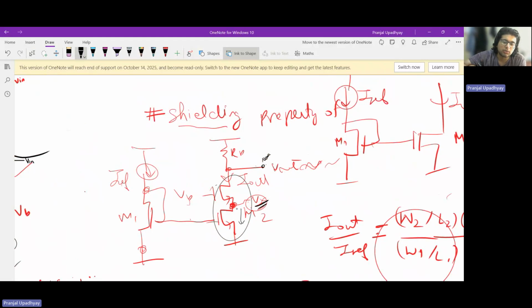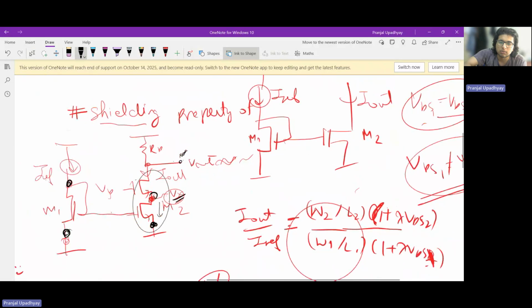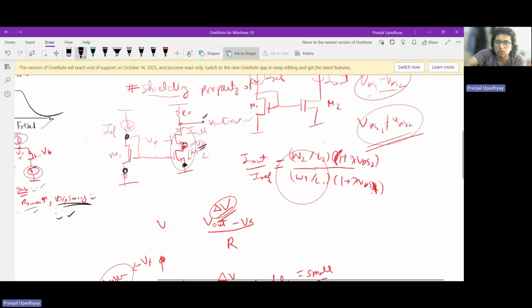And this property is something that we utilize in the current mirror, which I have drawn. It's a simple current mirror where we utilize a cascode to make this voltage equal to this voltage, right? So that we can eliminate the effect of channel length modulation, something which we'll discuss later on.